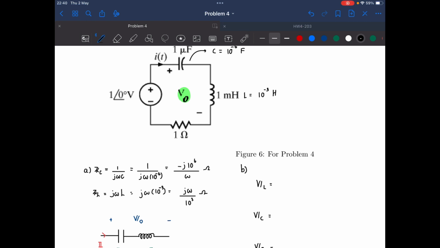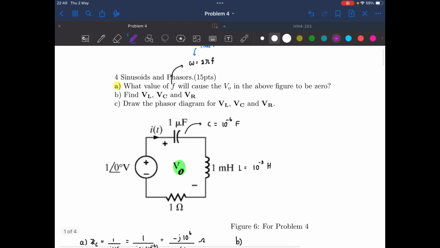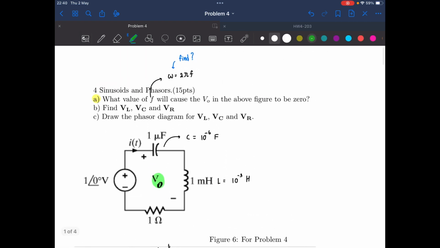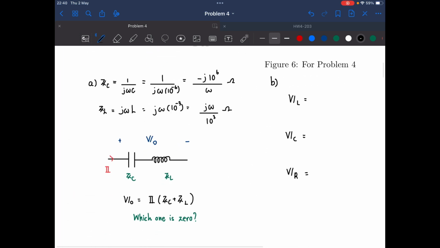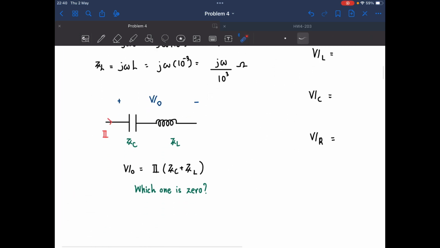And where should we go next? Let's see the condition for this problem. We want V0 in the above figure to be 0, right? Let's go back to this basic equation. We know that V0 is equal to I multiplied by the total impedance. The total impedance of this circuit is the impedance of the capacitor plus the impedance of the inductor, right?